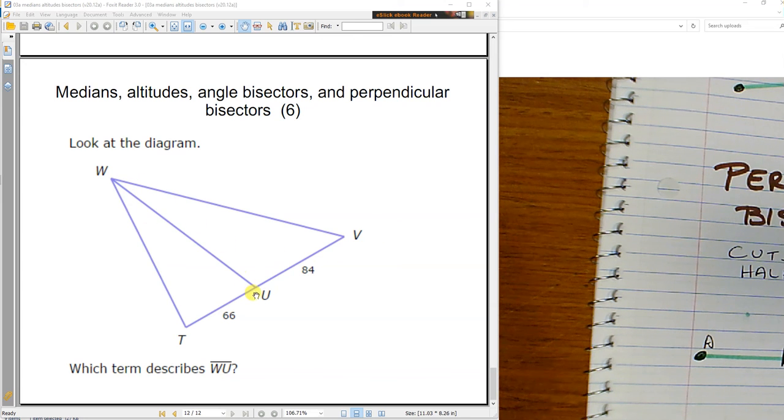What about this? WU. I don't know. It's not perpendicular. It's not a median because it's not cutting this guy in half. It's a nothing. So when you do the IXLs, remember there are some that are just nothings.